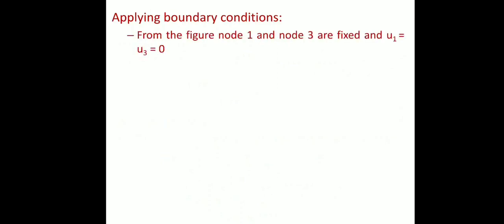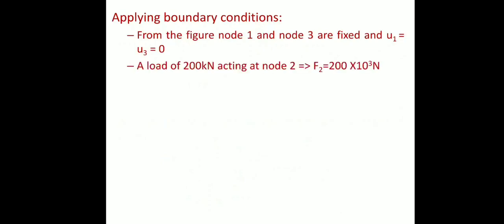Now we will apply the boundary conditions. For that we need to refer to the figure as given earlier. From the figure, node 1 and 3 are fixed, as I mentioned on that condition. So for a fixed position there will not be any deflection, so we can select U1 equal to U3 equal to 0. So there will be only nodal displacement at node 2.